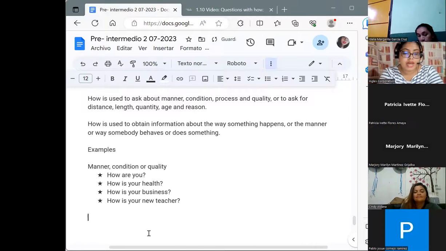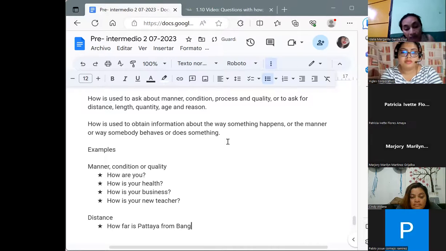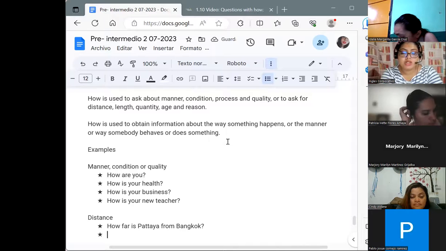In the second one, we have how far. In this case, we're talking about the distance. We're going to write just distance, like this. Estamos hablando de distancia. Estamos preguntando por distancia. And we have the first one that said, how far is Pattaya from Bangkok? How far is the school from your residence?